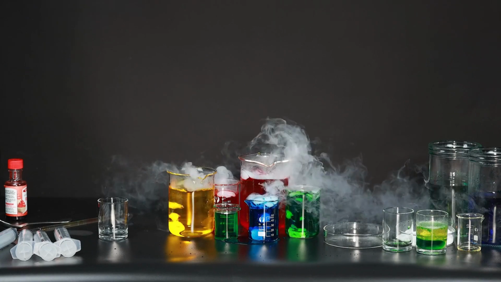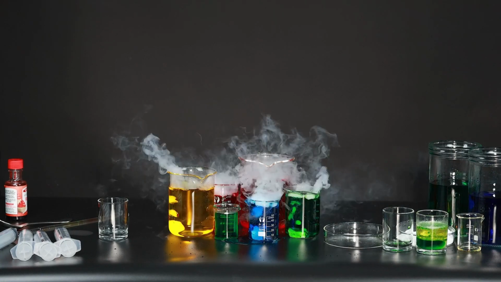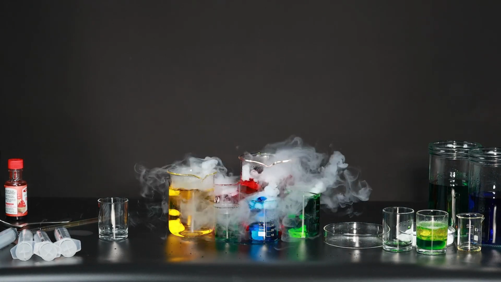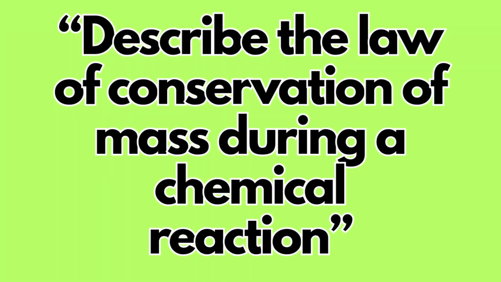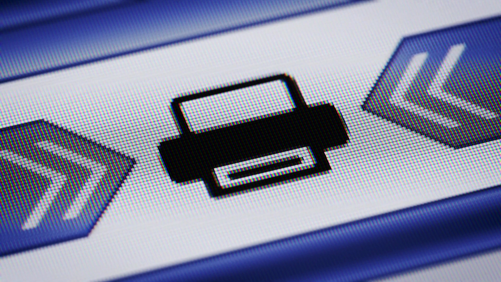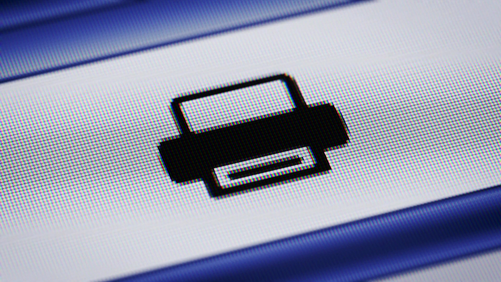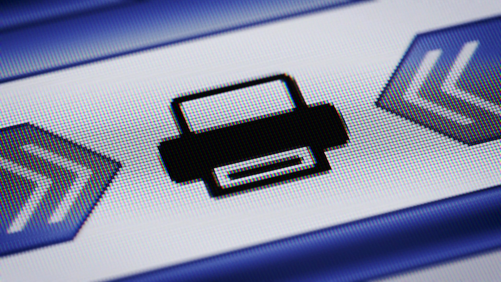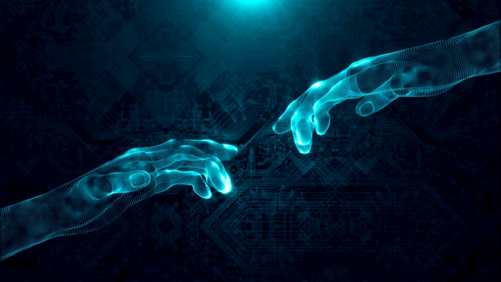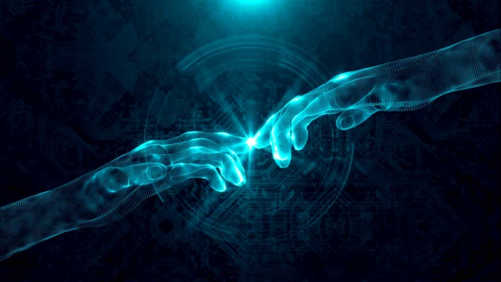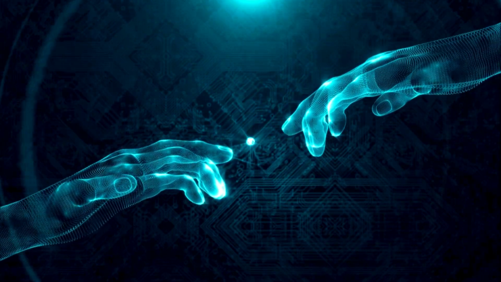For example, if you're testing knowledge on chemical reactions, you might ask a short answer question like, describe the law of conservation of mass during a chemical reaction. Once it's formatted, go to the File tab, select Print, and choose your printer. Simple as that. Now, if you'd rather not print your test and want to interact with it digitally, there are some really effective ways to do that as well.